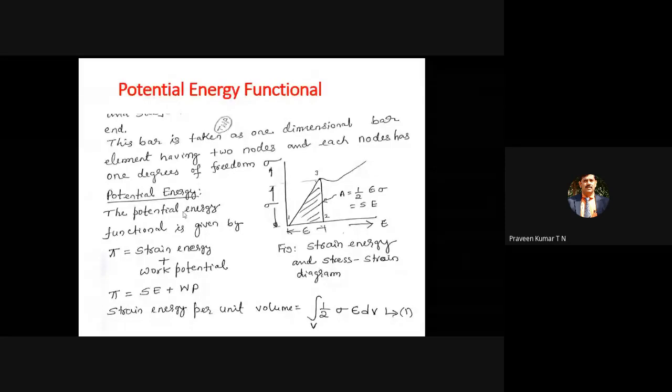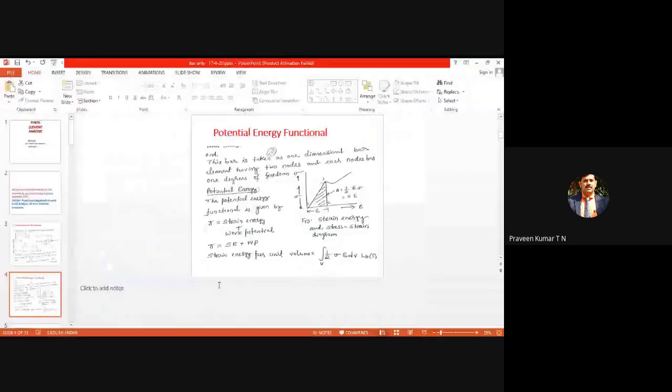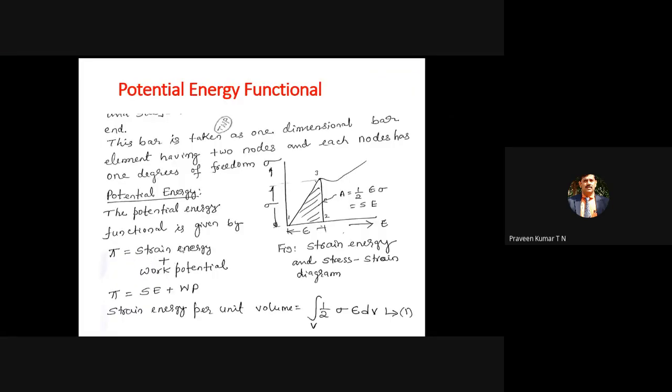That means we have potential energy, which is nothing but the total energy of the system. It is a function of strain energy, and it is also a function of work potential. The strain energy, in turn, is a function of the stresses as well as the strain. So potential energy is a function of strain energy and work potential.